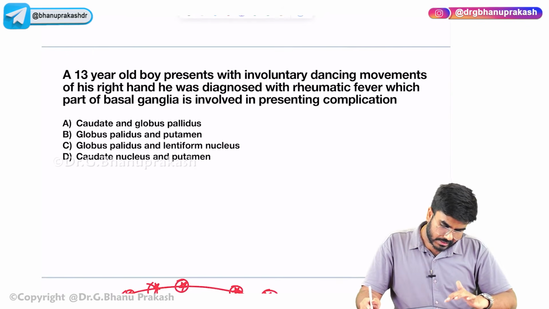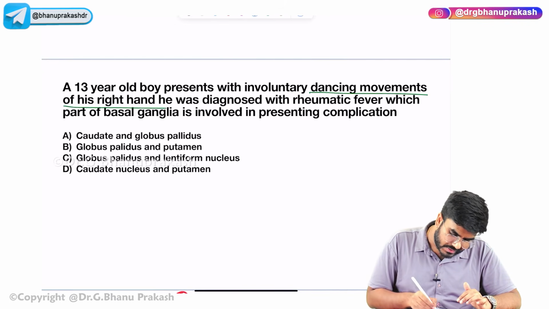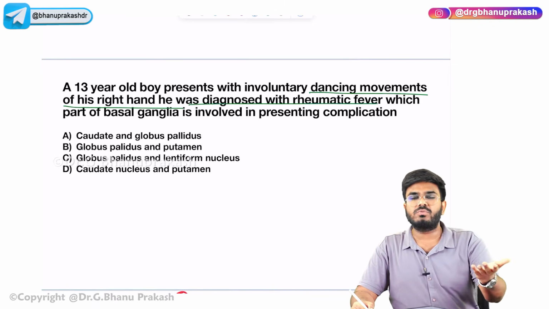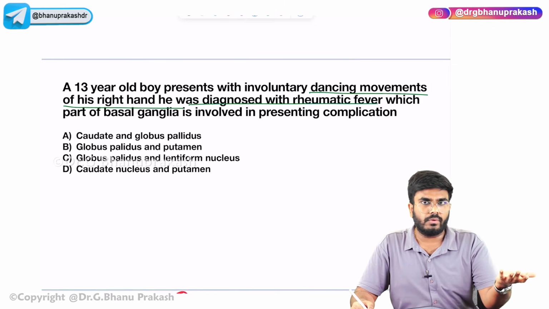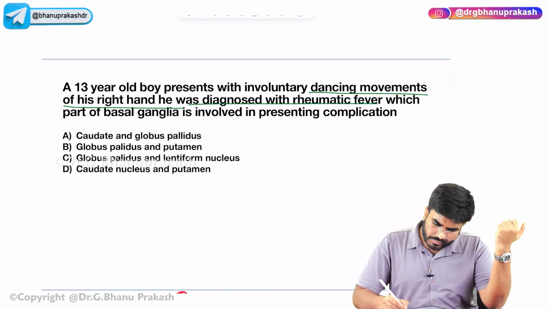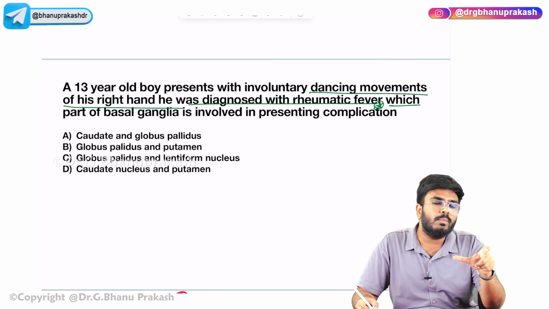Next, a 13-year-old boy presents with involuntary dancing movements of his right hand. He was diagnosed with rheumatic fever. In rheumatic fever, the patient is going to have Sydenham's chorea. Rheumatic fever, Jones criteria, there will be chorea. Chorea is a writhing movement.